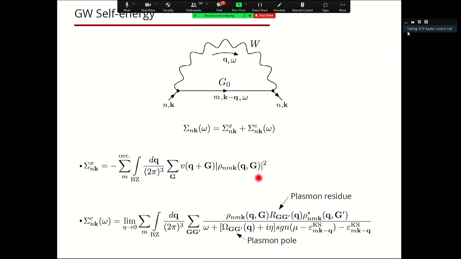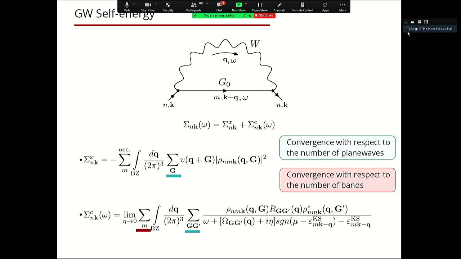Okay, these are the final formulas once the integral over energy is performed. We can see here that, of course, the correlation part of the self-energy will depend on the plasmon residue and on the energy of the plasmon pole, and that, of course, due to the fact that we model each GG prime Q element of the screened interaction with a different pole, this residue and pole depends on G, G prime and Q.